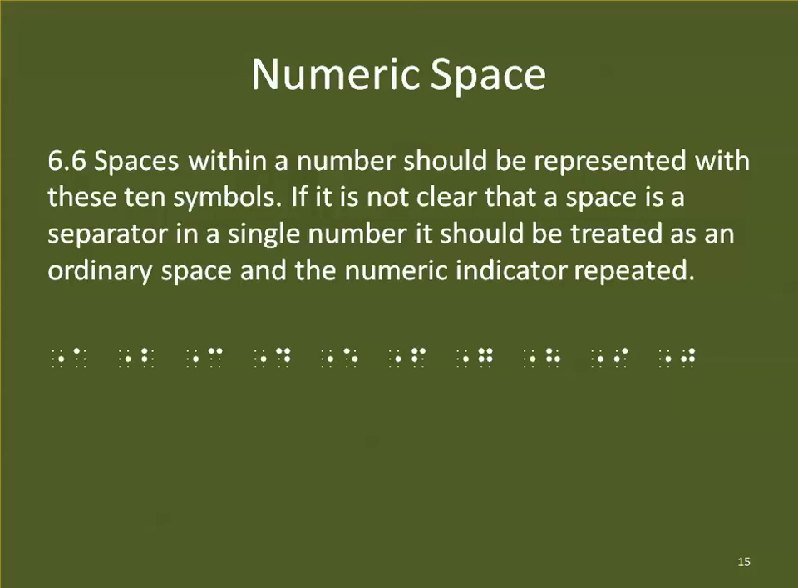If it is not clear that a space is a separator in a single number, it should be treated as an ordinary space and the numeric indicator repeated. So what we need to look for is: is this a single number with spaces dividing up the segments of numbers, or is this a bunch of individual numbers with spaces in between?